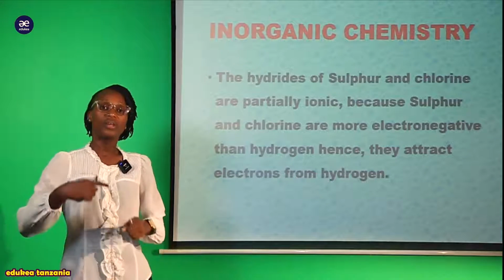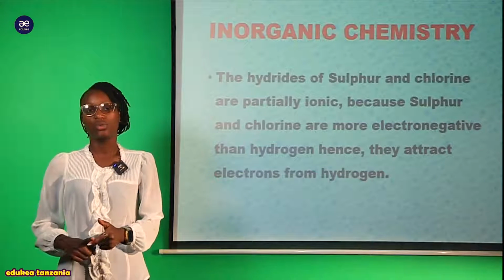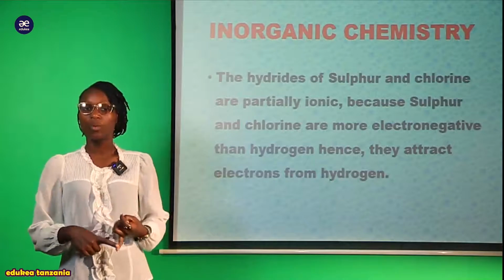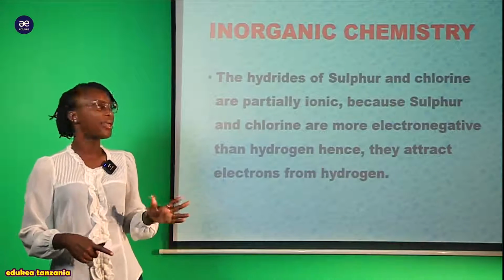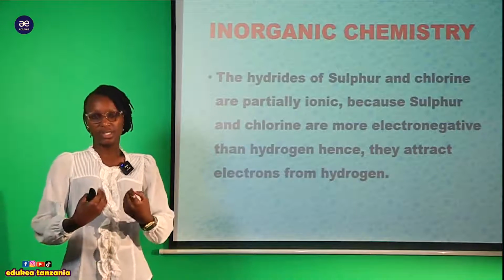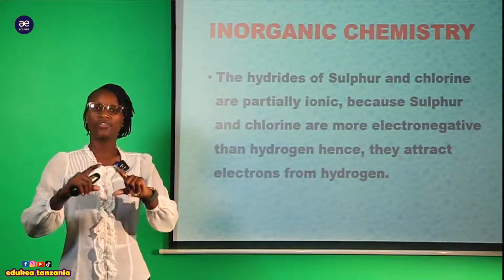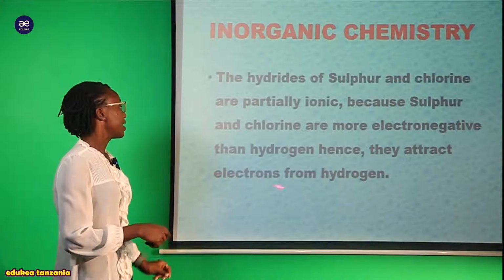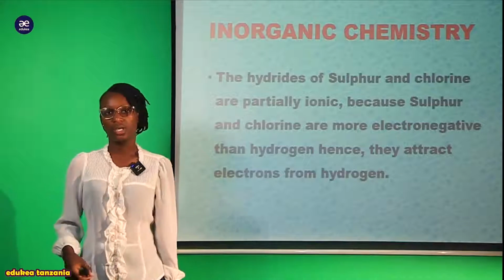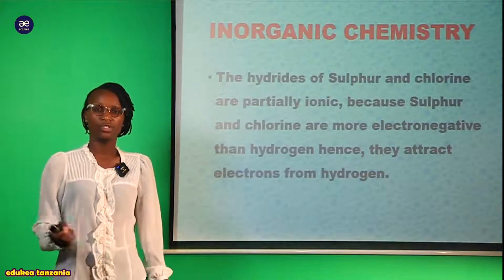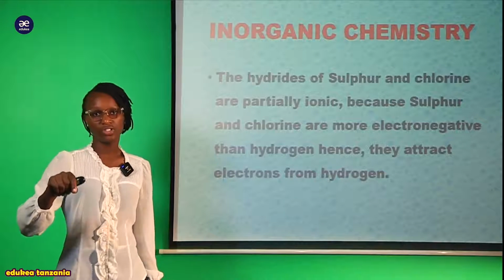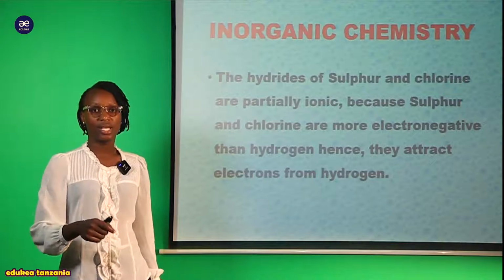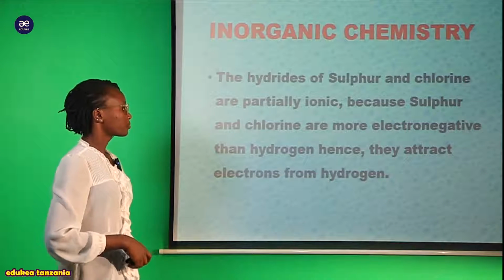Kwa hiyo utaona kwamba once you compare the electronegativity with the hydrogen, hizi zitakuwa na electronegativity kubwa. Sulfur itakuwa na electronegativity kubwa, the same applies to the chlorine. Ukicompare na hydrogen, ile attraction sasa itakuwepo, because of their partial charges. That's why anasema kwamba they attract electrons from the hydrogen kwa sababu electronegativity ya hydrogen itakuwa ni low ukicompare na electronegativity ya nani? Ya chlorine at the same with that of the sulfur.